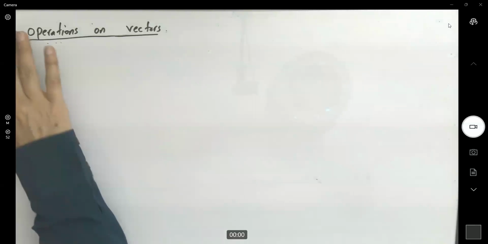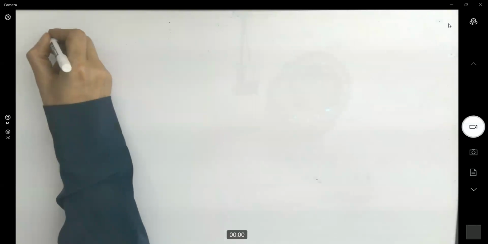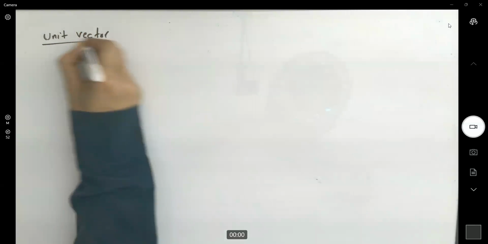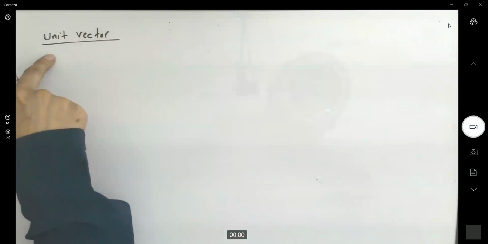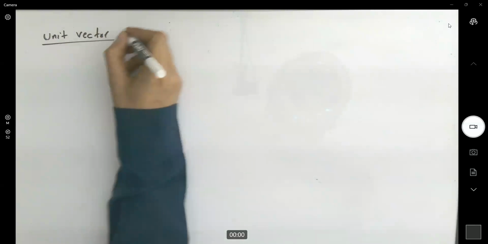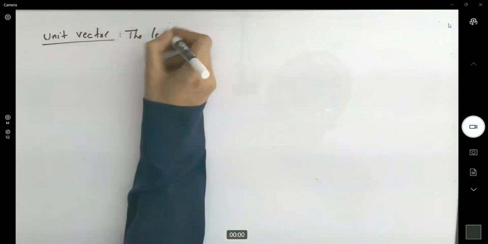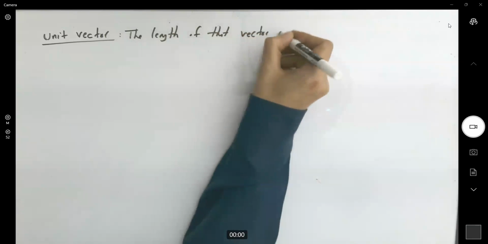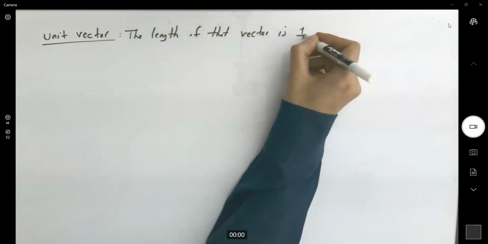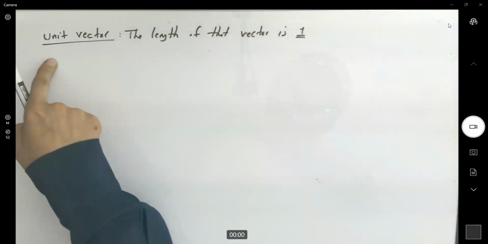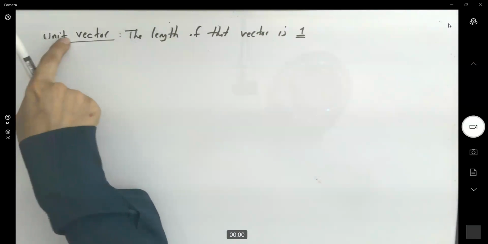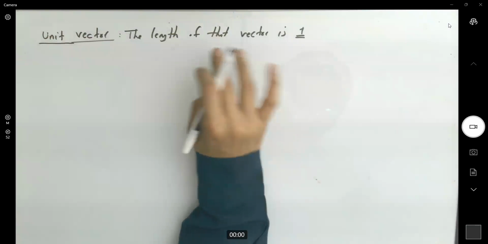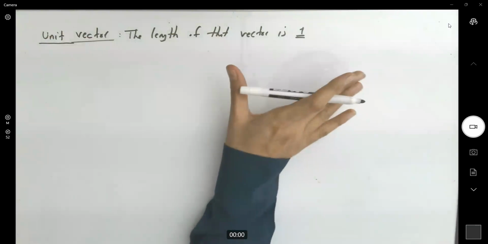There we define unit vectors. When we're talking about a unit vector, it means that the length of that vector is 1. So the definition of unit vector, wherever you see unit vector, it means that you are dealing with a vector with magnitude, length 1.